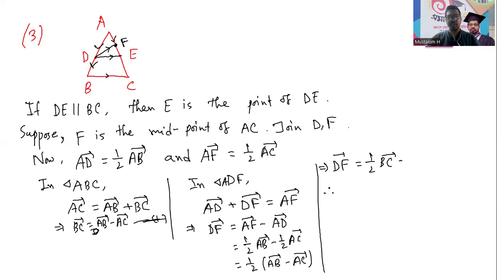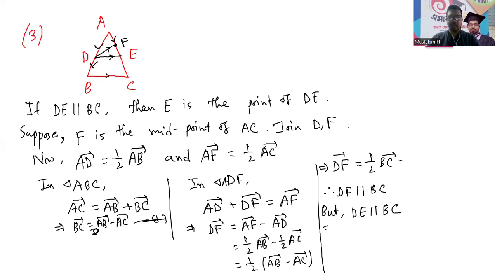Therefore DF vector equals half of BC vector, so we can write that DF is parallel to BC. Although in the figure we are not drawing that DF is parallel to BC, by hypothesis DF is parallel to BC. But we are told that DE is also parallel to BC.